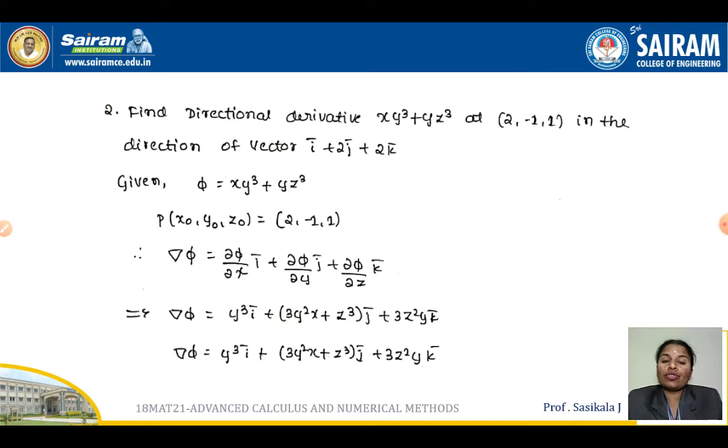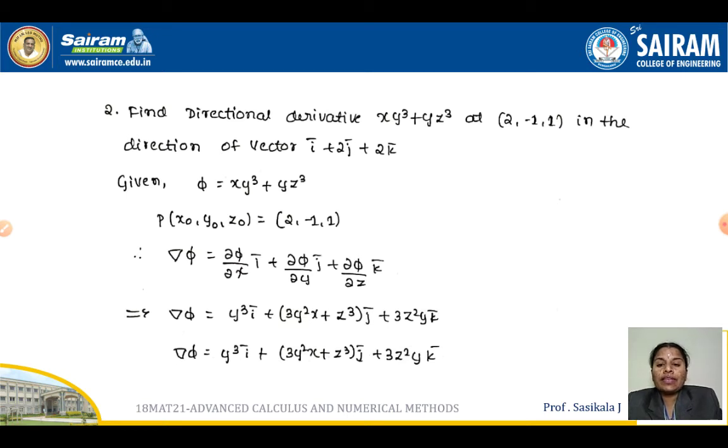What we did in the first one, as per the directional derivative formula, is del phi dot n cap. First you find del phi. For that, take your phi function and go with your del phi. It is dou phi by dou x i vector plus dou phi by dou y j vector plus dou phi by dou z k vector.